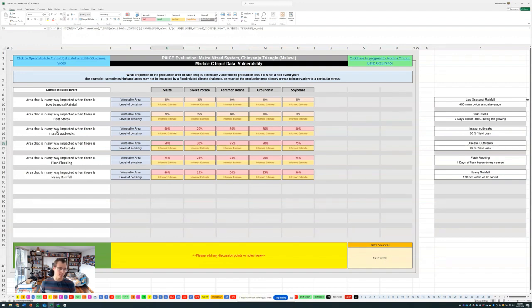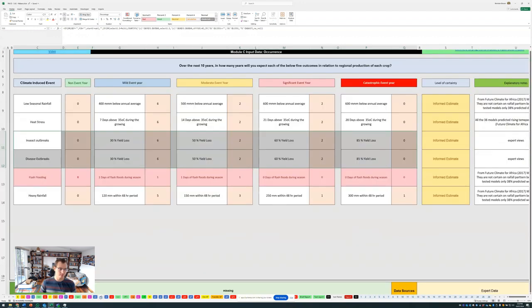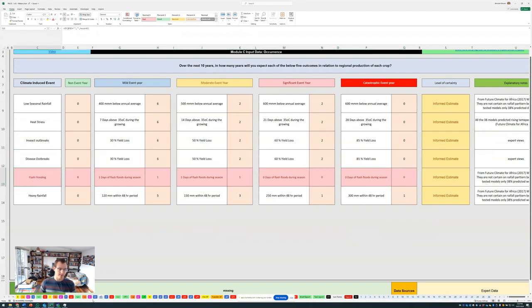groundnut is not vulnerable to insects. Is there a reason why sweet potato is not vulnerable to heat stress? So please check these numbers again. When you redo your C- module, you will see that the units don't make sense. So this line needs to be again checked.